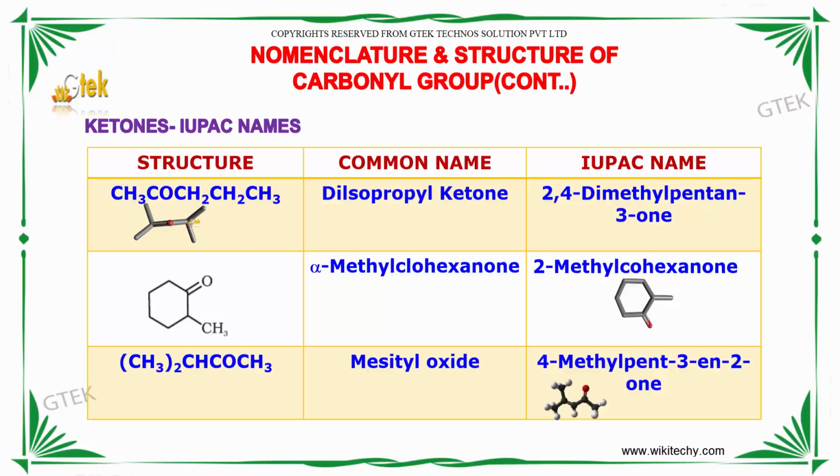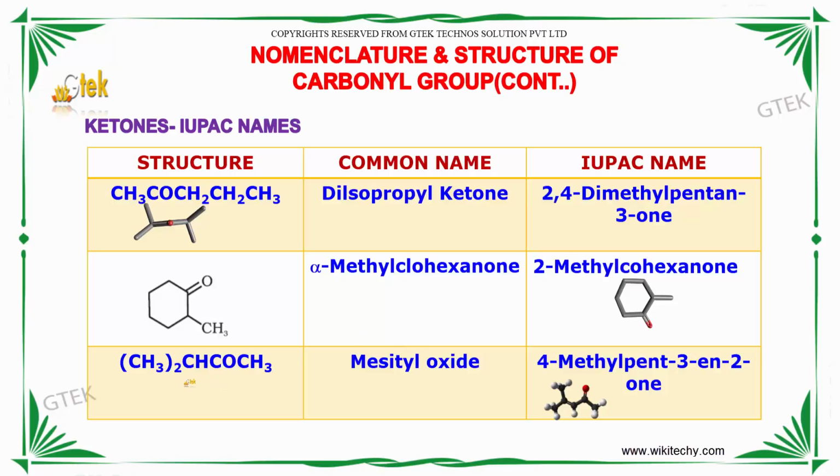The structure CH3COCH2CH2CH3 has a common name diisopropyl ketone and its IUPAC name as 2,4-dimethylpentan-3-one. This cyclic compound here has a common name alpha-methylcyclohexanone, whereas IUPAC name is 2-methylcyclohexanone.